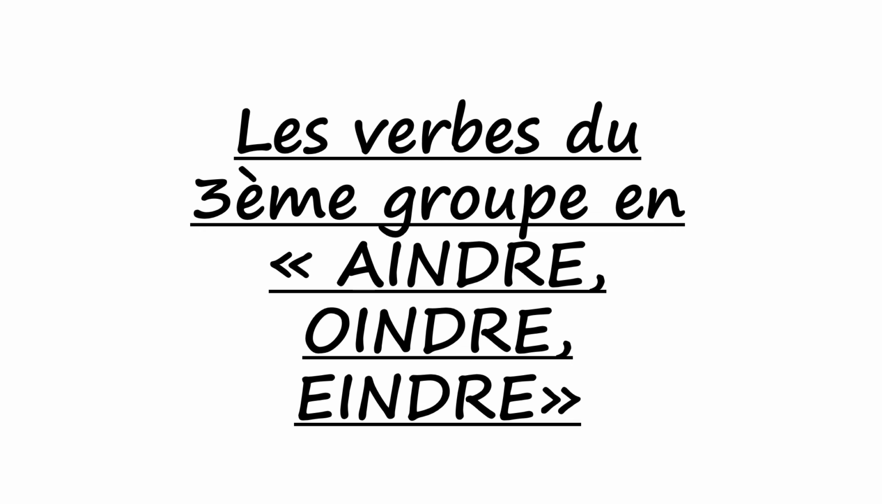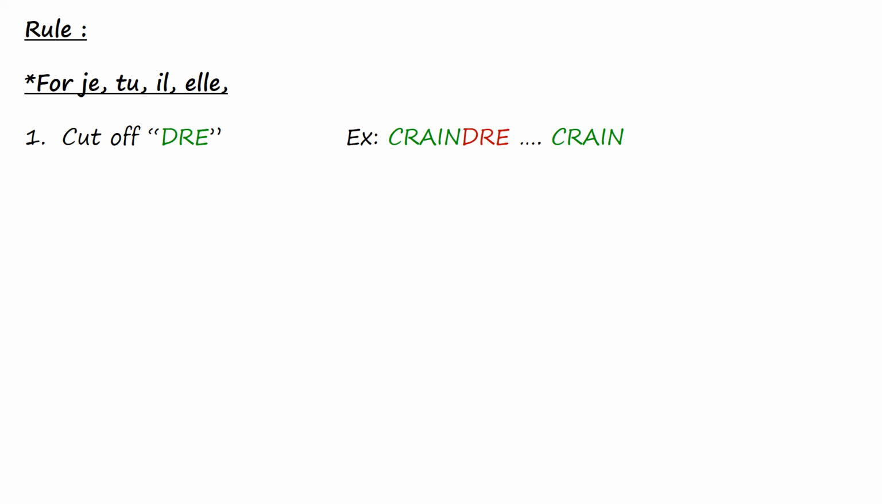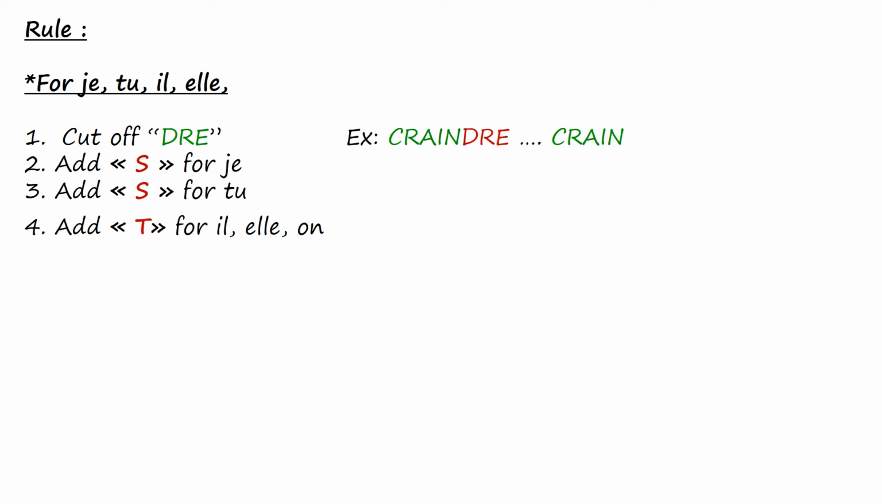In the next category, we have the verbs which are ending in AINDRE, OINDRE and EINDRE. They will be conjugated the same way. The rule is that for je, tu, il, elle singular, we remove DRE and the radical that we get is CRAIN, C-R-A-I-N. With that radical, we add S, S, T according to the subject pronoun.